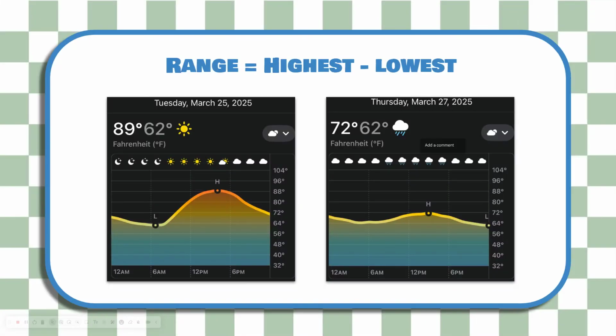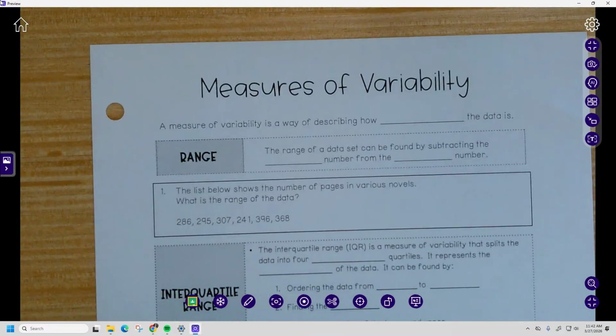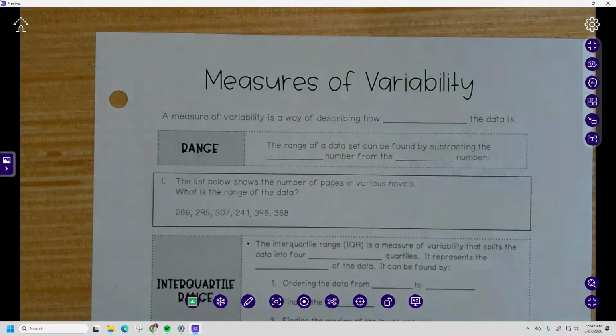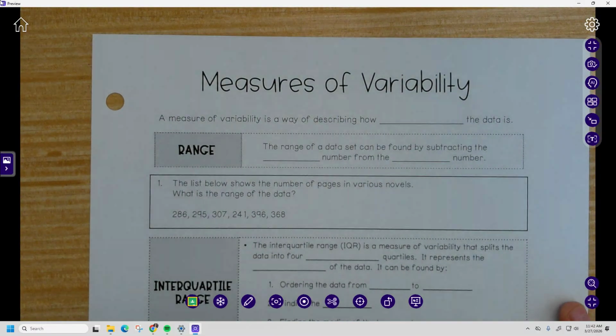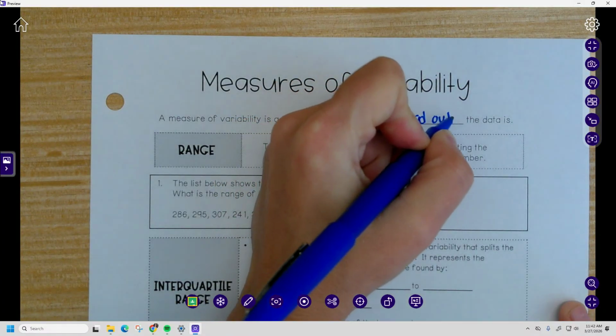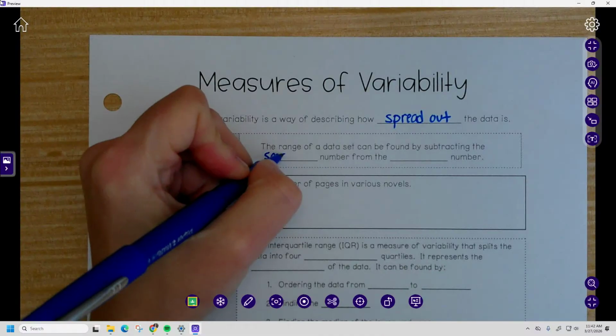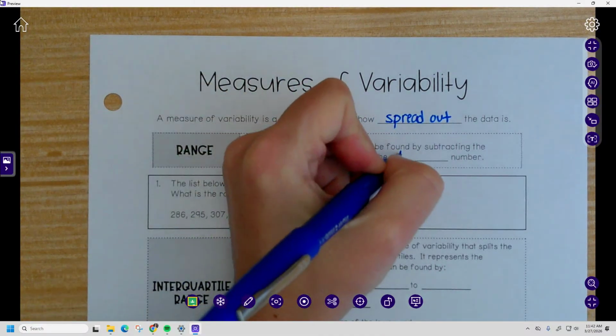All right, so we are going to jump over to the notes and fill out this first part. Measures of variability. A measure of variability is a way of describing how spread out the data is. For example, on Tuesday, the temperatures were very spread out, and on Thursday, the temperatures were not so spread out. The range of a data set can be found by subtracting the smallest number from the biggest number.